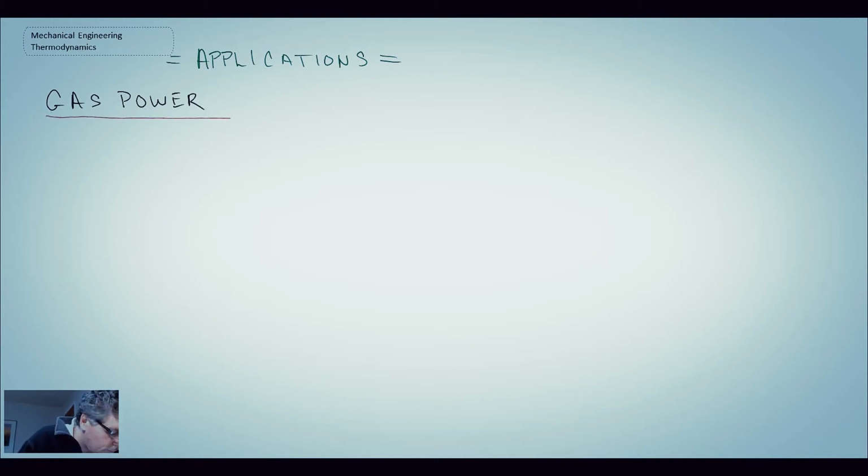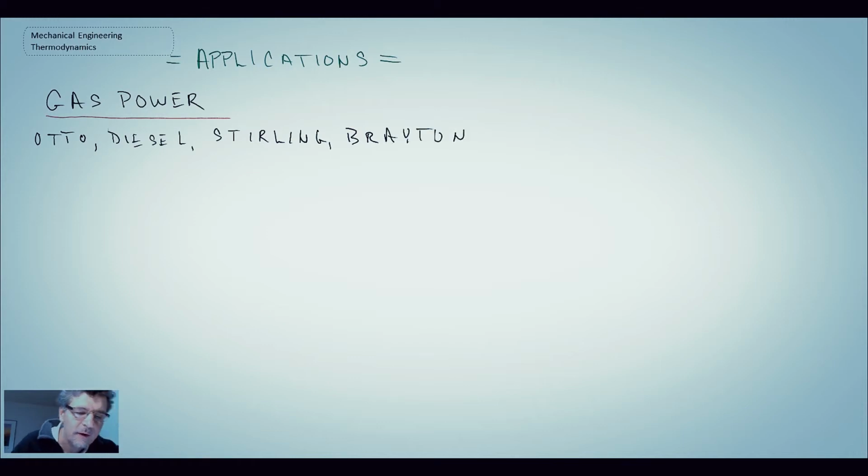We then moved into what I would refer to as the applications. The applications we've considered thus far have been gas power cycles. Here we looked at the Otto cycle, diesel, Stirling, and the Brayton. Those were the different gas power cycles, and for those the working fluid remains a gas and does not go through a phase change.